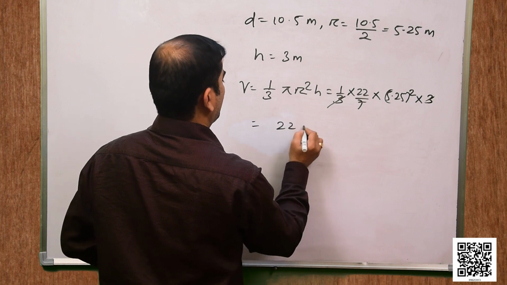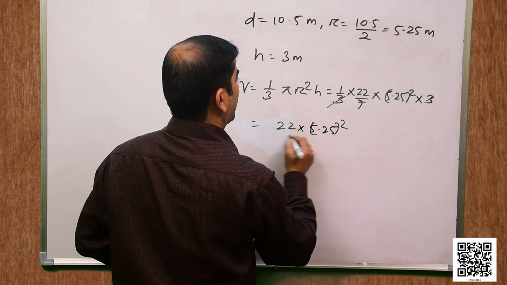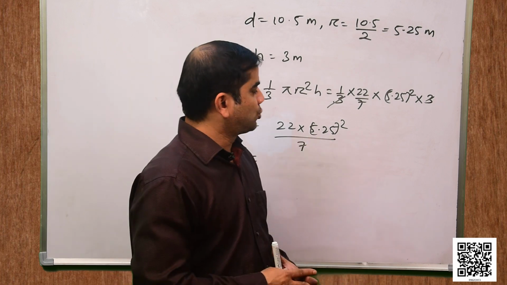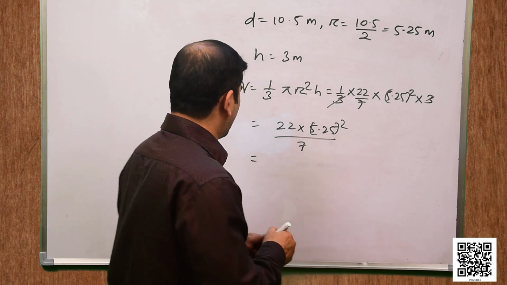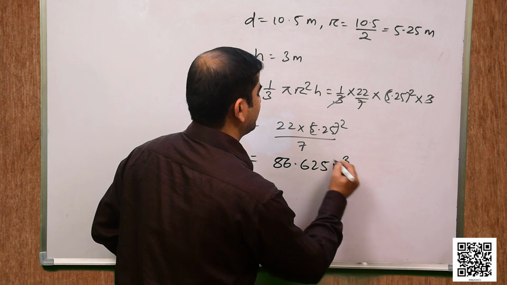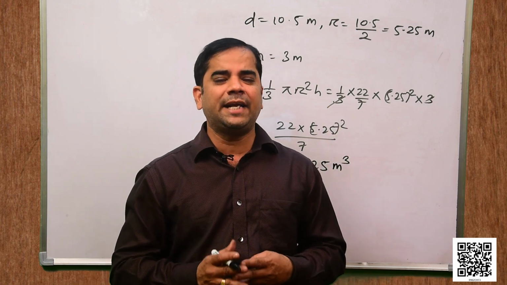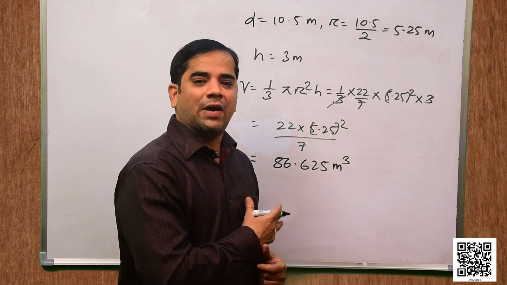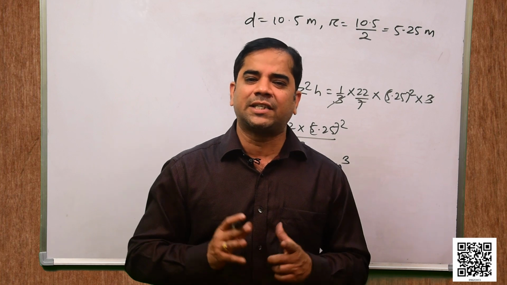So that is 22 into 5.25 square divided by 7. So when we calculate, we will come up to a value that will be equal to 86.625 meter cube. Hence the volume of the heap of wheat is 86.625 meter cube. Now let us find the area of the canvas required.